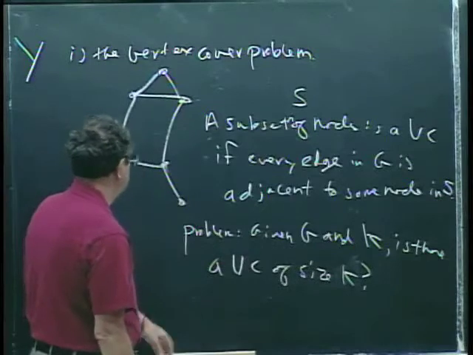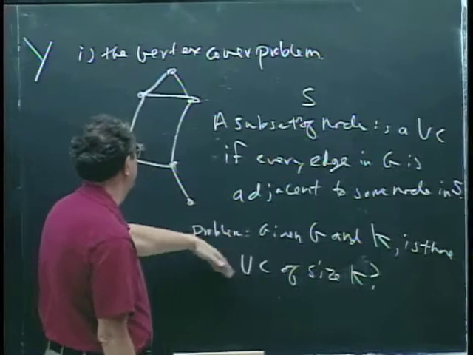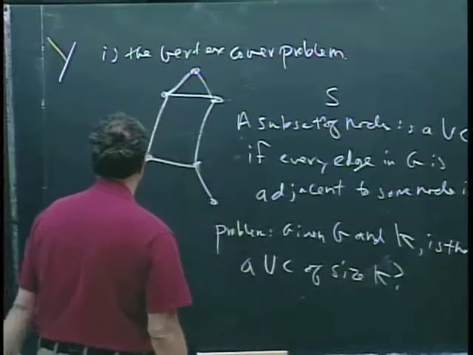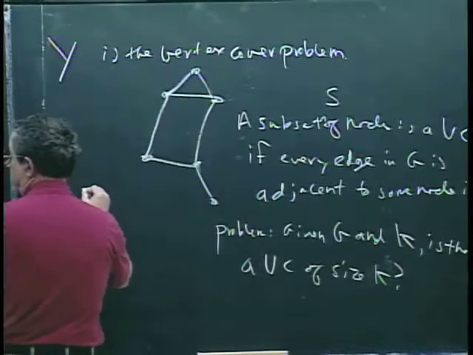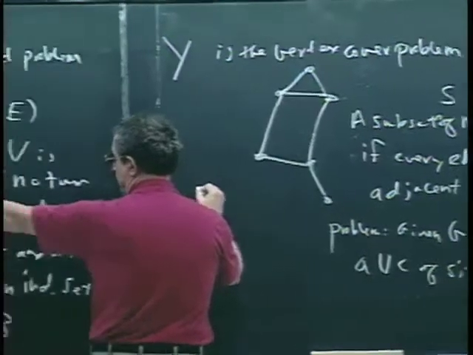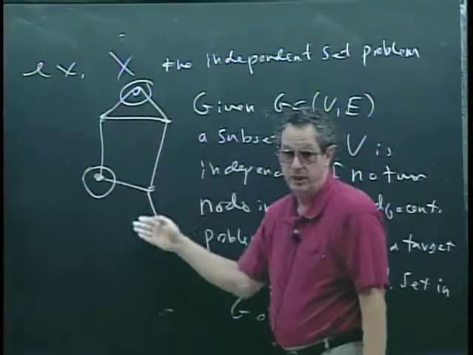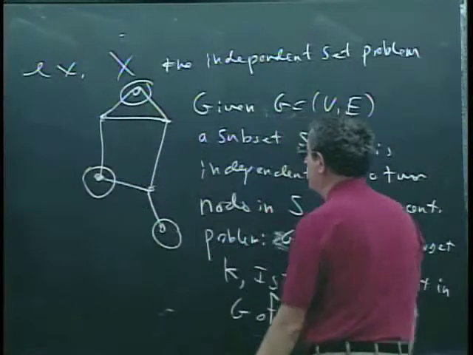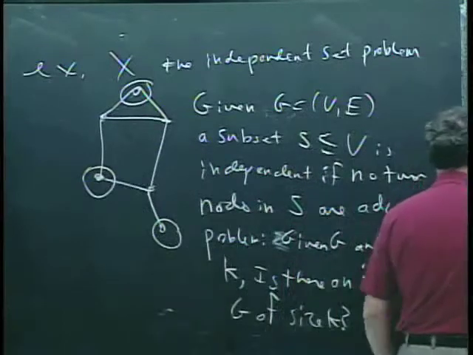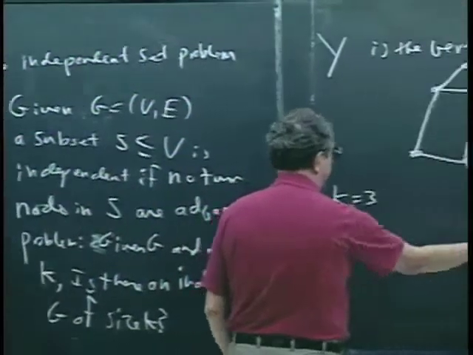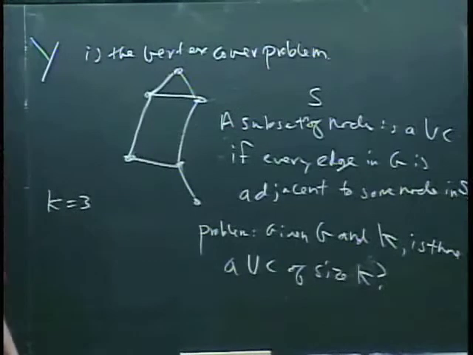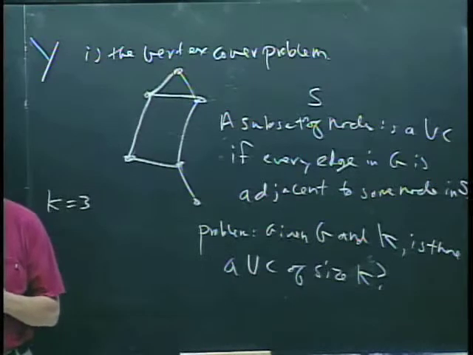All right, so this is, again, a problem that has a yes or no answer. And here, let's say K was, when we made K equal to 3 or smaller, the answer was yes. Okay? Let's make K equals 3 over here. Is the answer yes or no? Is there a vertex cover of size 3? Yes.